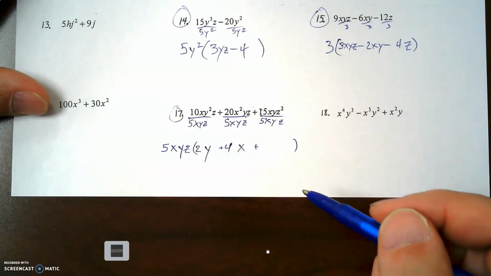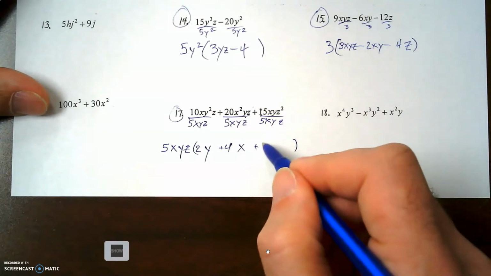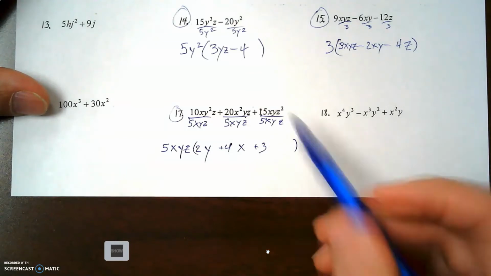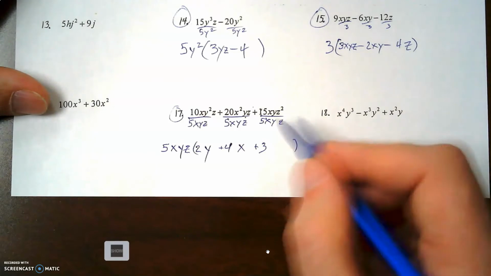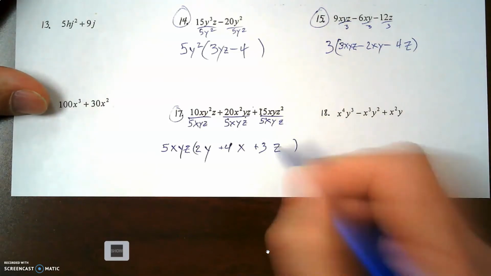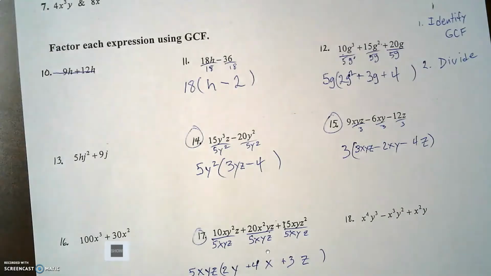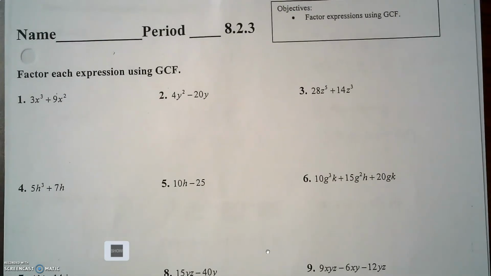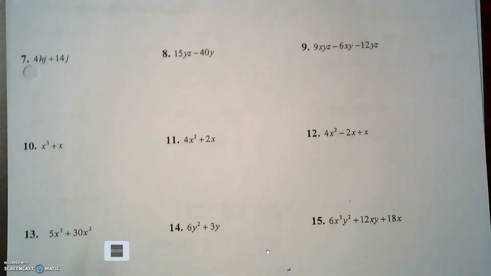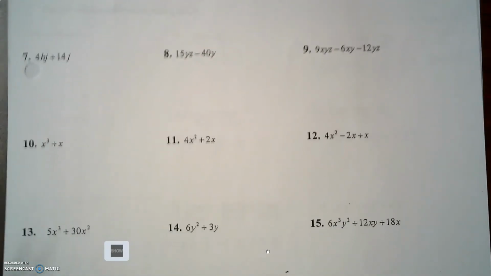I have a feeling something similar will happen here. 15 divided by 5 is 3. X's cancel, y's cancel, because they have the same exponent. Z subtract. We're done. Again, you can try any of these and then let me know what you got. We'll check it. The assignment is going to look very similar, same font. Has this 8.2.3 up here. There are 15 of them. Do your best. If you need help, let me know.